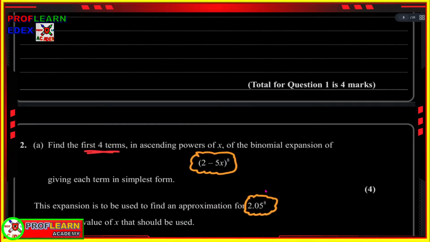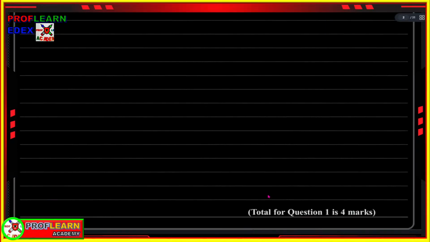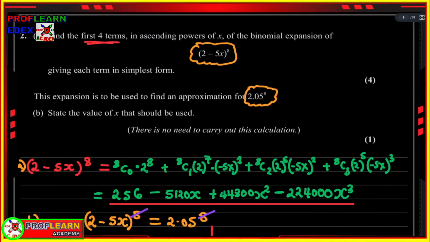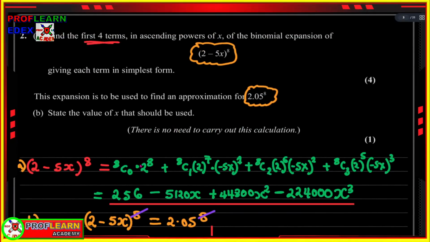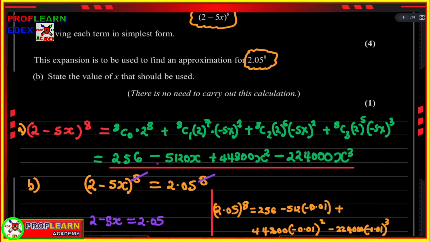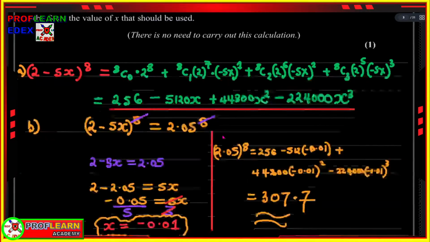So the first thing you need to realize whenever you are working out such kind of question is that you must first have the binomial expansion. Find the expansion, and then once you have it, you can simplify the coefficients.